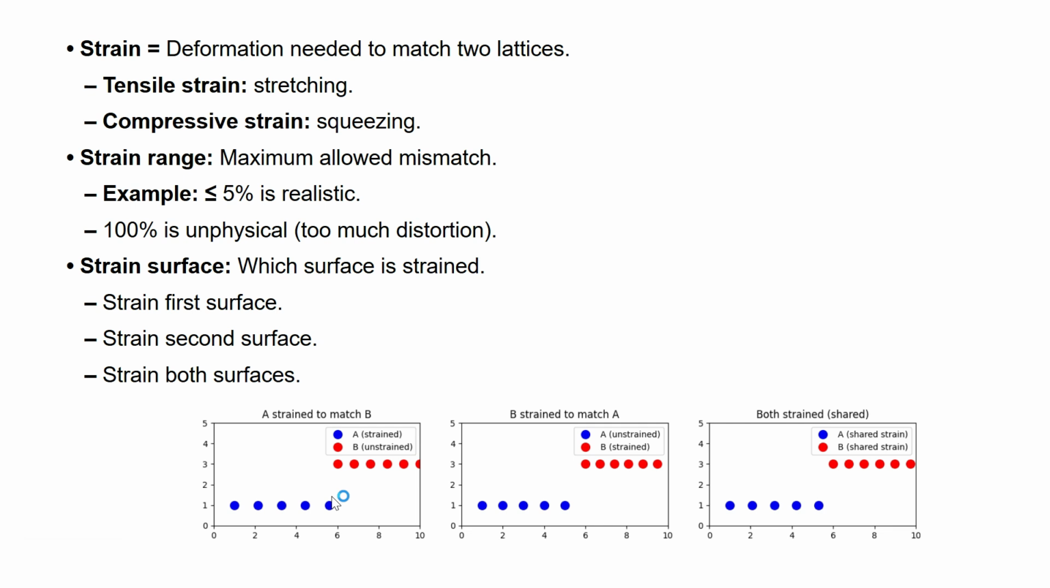Basically, when you join two different materials like A and B, their lattice constants, or unit cell sizes, are usually different. To make them fit at the interface, one or both materials must be stretched or compressed. This deformation in the material is called strain. Tensile strain means stretching of the material, and compressive strain means squeezing, compressing the material. For the strain range, the maximum allowed mismatch, below 5% is realistic, and if you increase it to 100%, it's unphysical, too much distortion occurs.